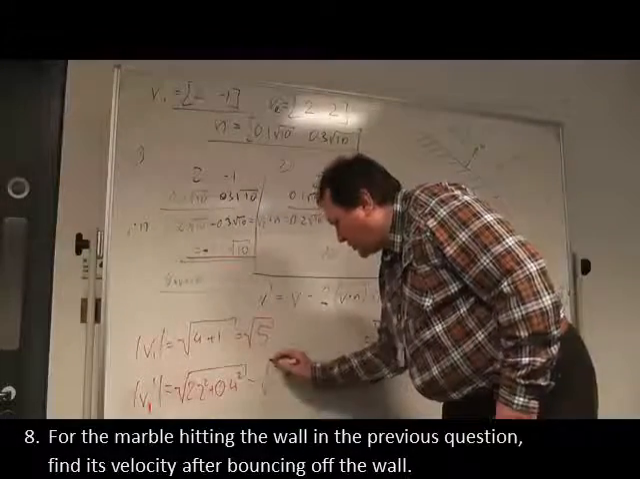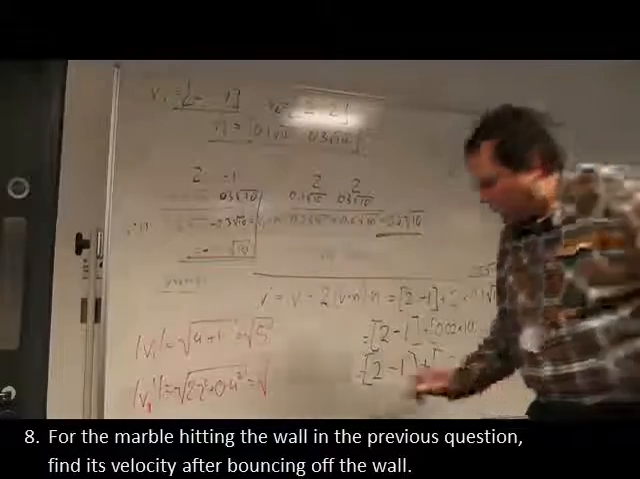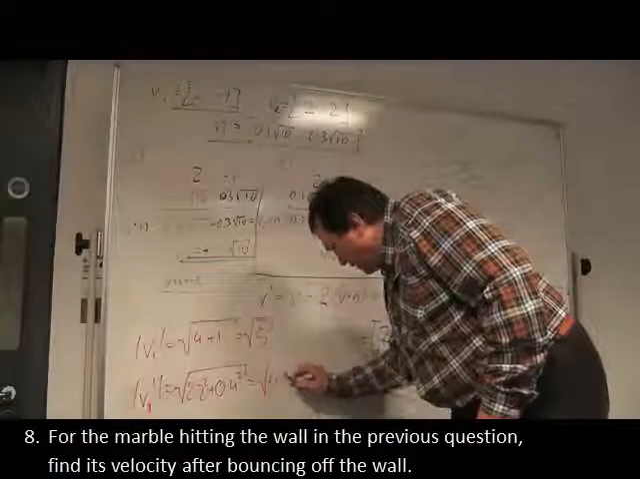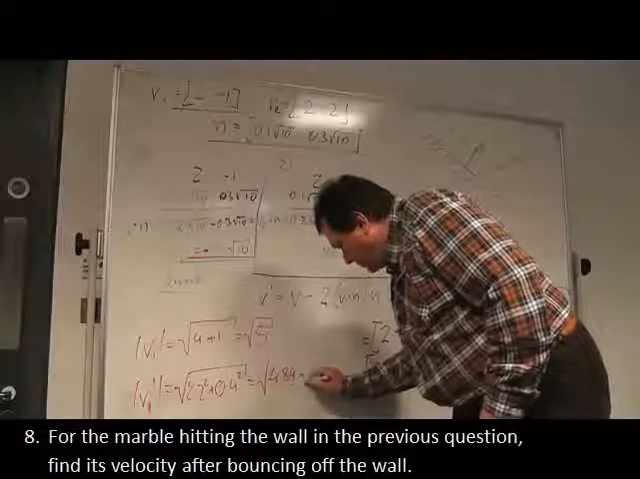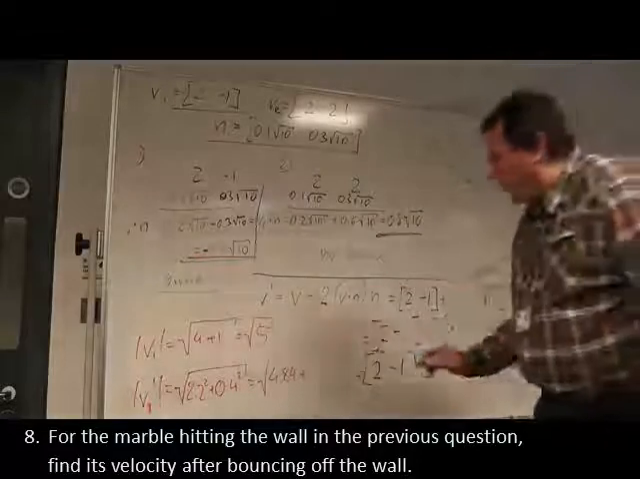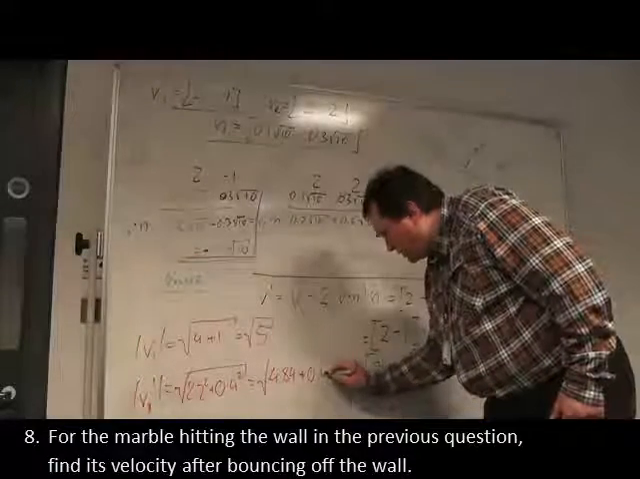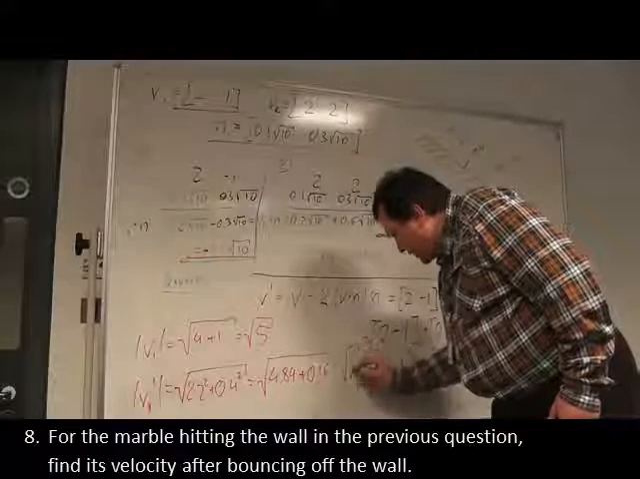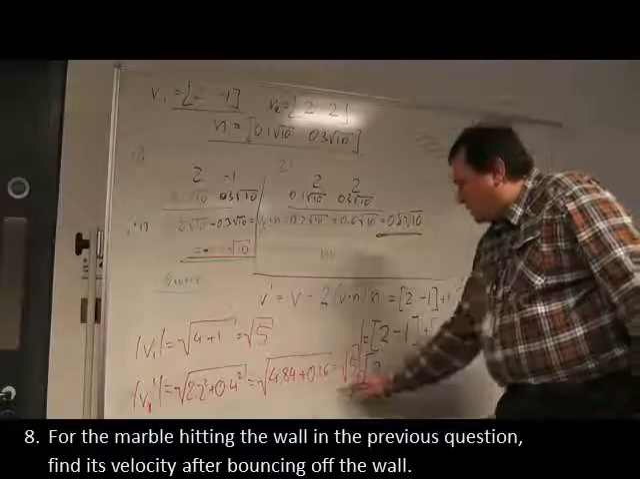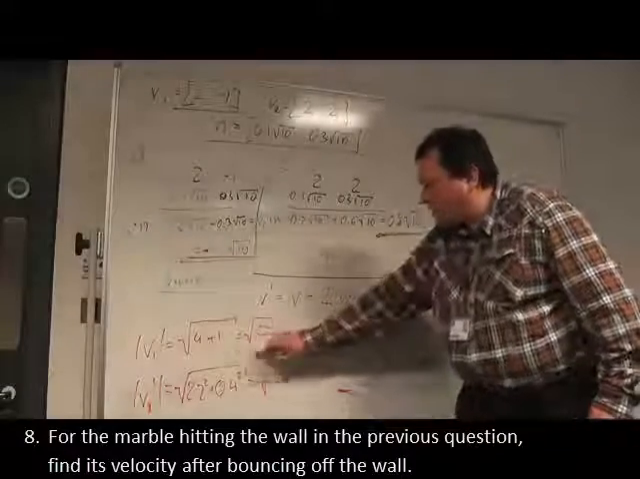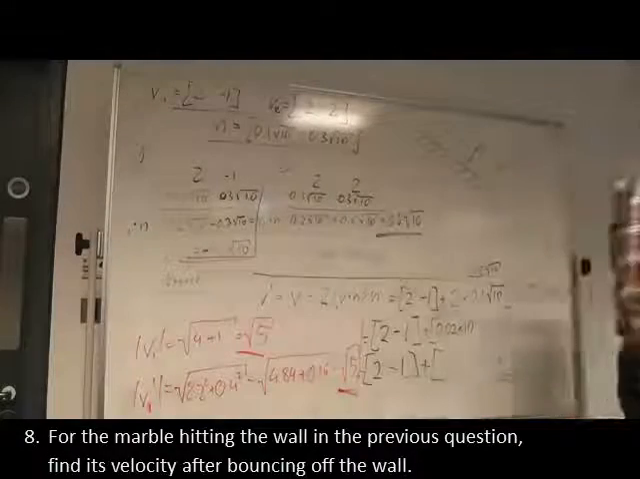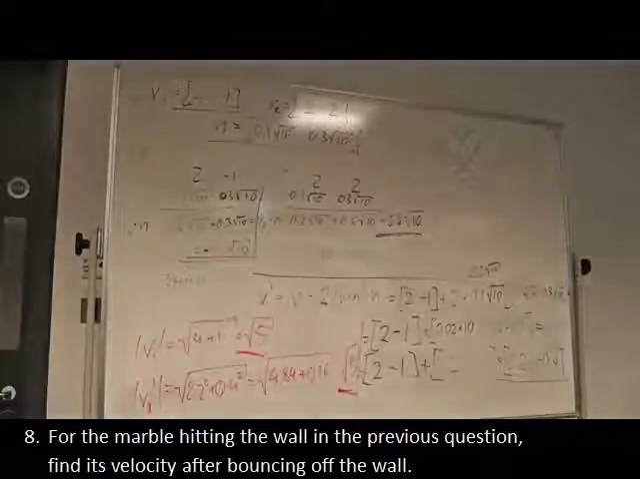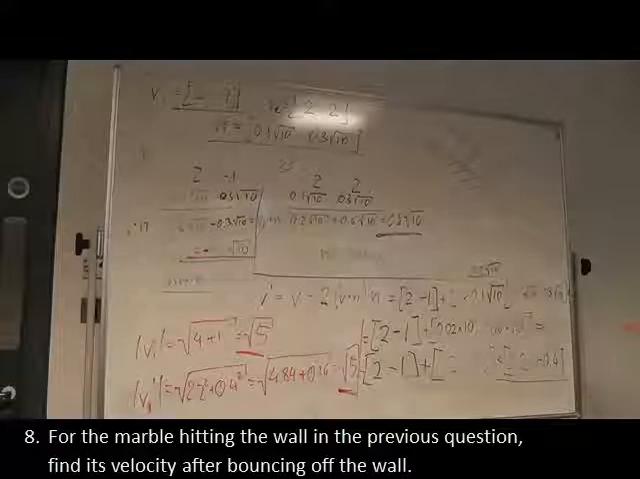2.2 squared is 4.84. I have pre-calculated this value before. 0.4 squared is 0.16. You can clearly see that this ends up as square root of 5. So both our speeds are exactly the same. So probably we haven't made any mistake in these calculations.